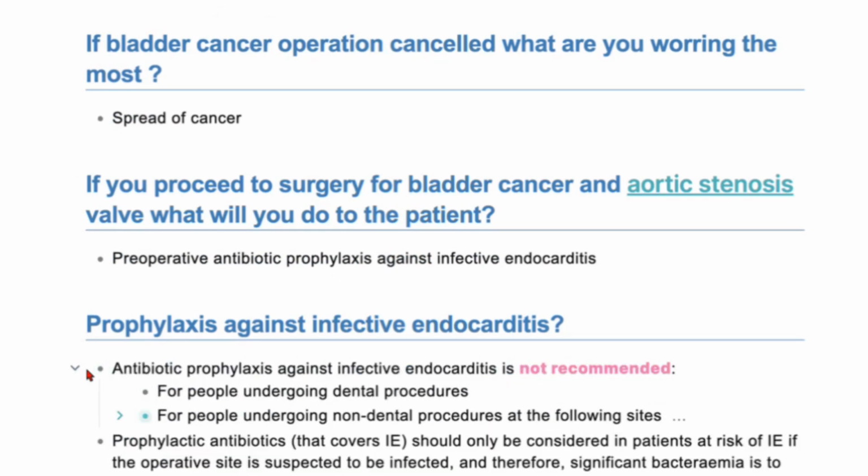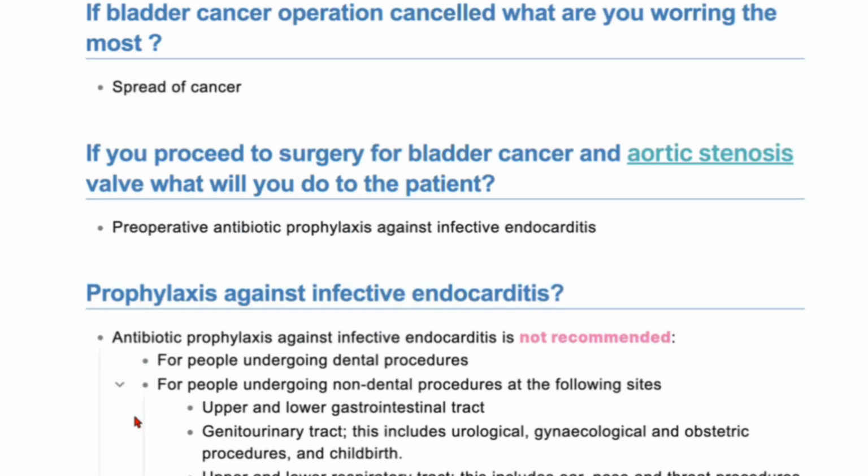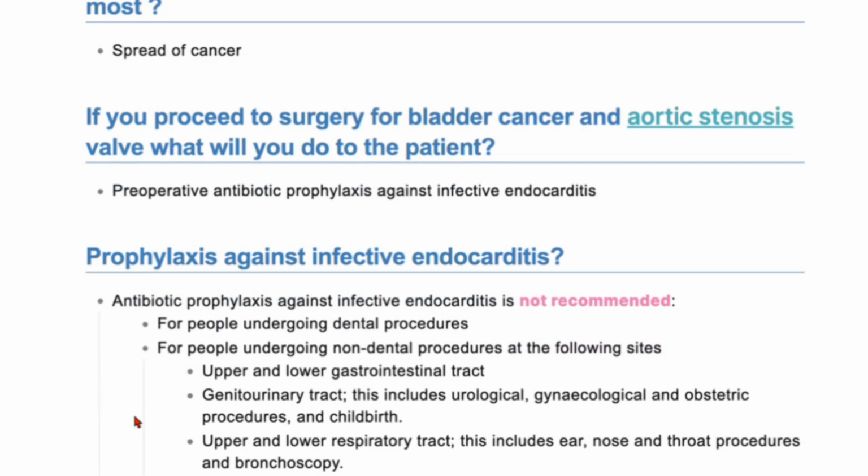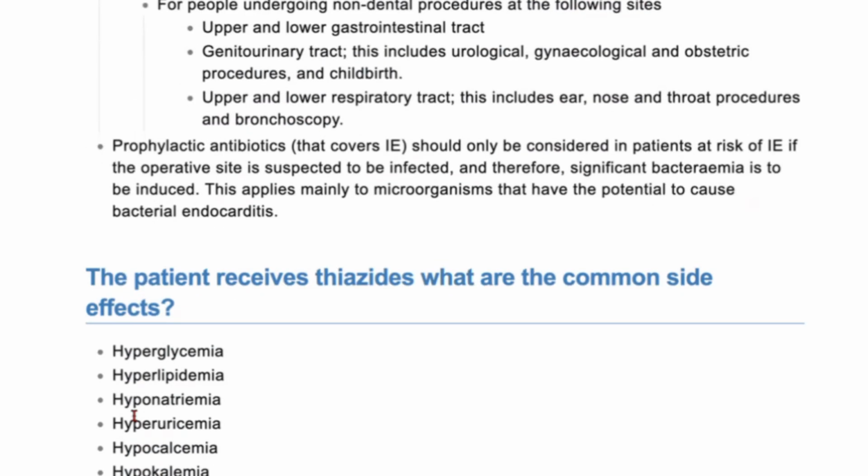So usually prophylaxis is not recommended for patients undergoing dental procedures and also for some of the non-dental procedures, but for any potentially contaminated surgery, you should consider giving antibiotics to your patients. Generally, it's not recommended for those undergoing dental procedures or non-dental procedures such as upper GI, lower GI, but any kind of operation that could potentially be contaminated, you would consider giving prophylactic antibiotic before the operation. Therefore, the bladder resection can potentially be a contaminated operation from the urine, so you would consider giving the patient prophylactic antibiotic. Side effects of thiazide, you've answered it very well.